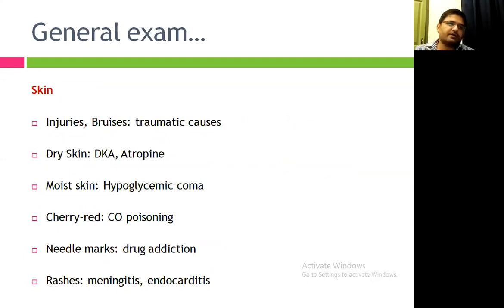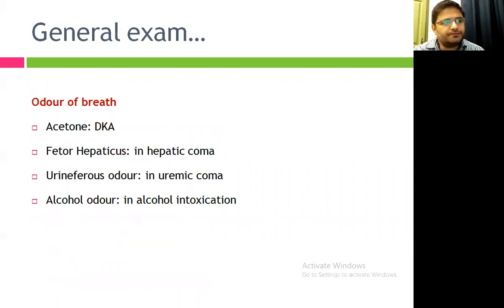If you look carefully, skin in case of injuries, bruises, trauma gives you clues that some sort of traumatic insult is there. Dry skin in case of severe hypovolemia, diabetic ketoacidosis, atropine ingestion; moist skin in case of hypoglycemic coma; cherry red skin, usually in the tongue, in carbon monoxide poisoning, like those living in closed areas with generators running all the time. Needle marks for drug addiction; rashes in case of severe sepsis, meningitis, endocarditis, where you will find rashes all over the body.